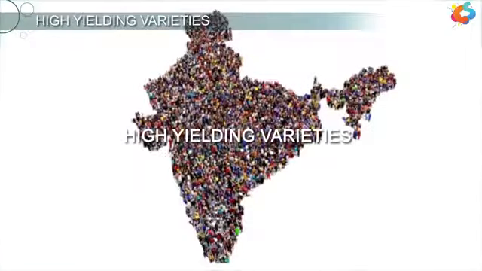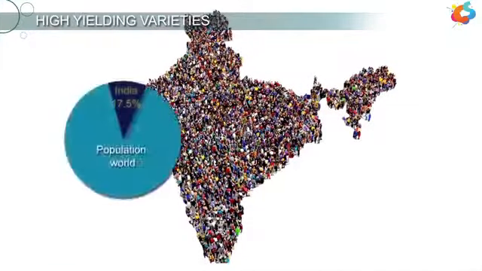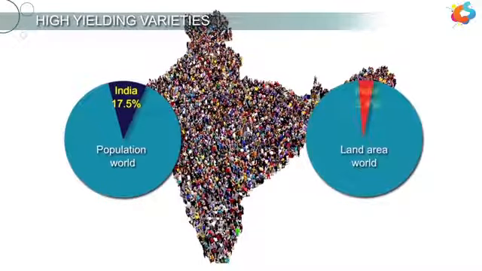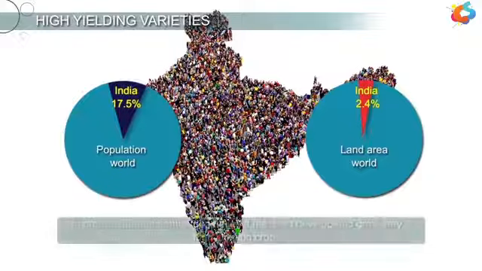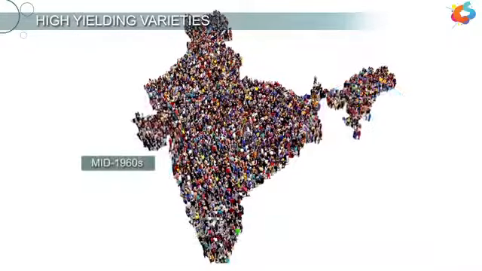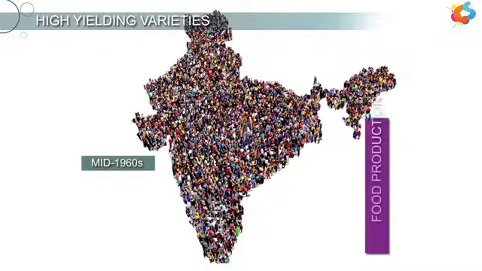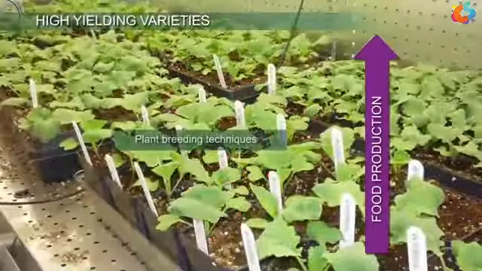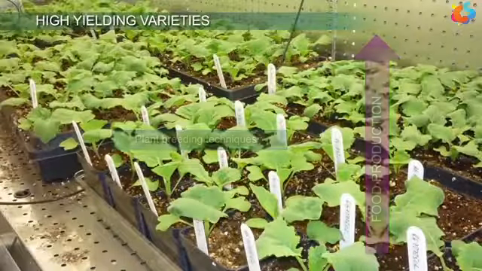High-yielding varieties. The population of India in the world is 17.5% and it has a land area of only 2.4%. In order to feed the entire population, it needs to develop and grow very high-yielding crops. In the mid-1960s, food production in India increased due to the introduction of plant breeding techniques.